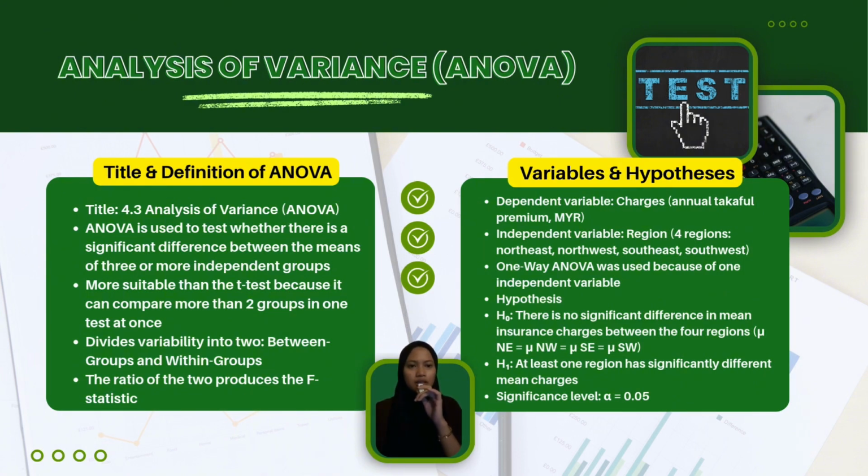Our hypotheses are as follows. H0 states that there is no significant difference in mean insurance charges among the four geographic regions, meaning all four regional means are equal. H1 states that at least one geographic region has a significantly different mean insurance charge compared to the others. The significance level adopted for this test is alpha equals 0.05. If the p-value we obtain is less than 0.05, we will reject the null hypothesis.